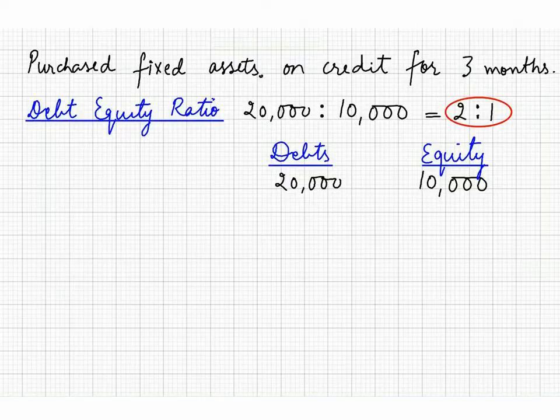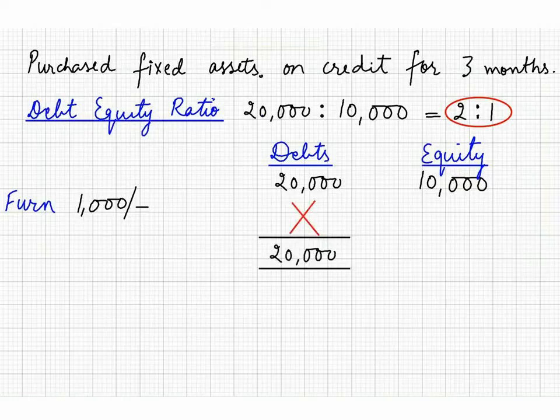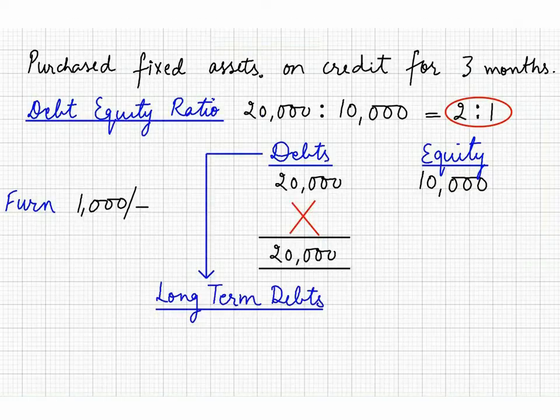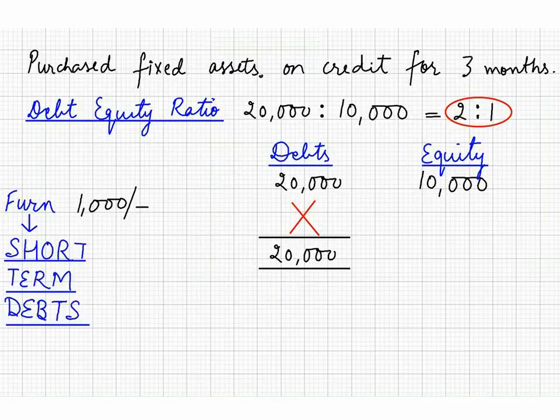Now the transaction is purchased fixed assets on credit of 3 months. Suppose this firm purchased furniture of rupees 1,000 for 3 months. So what will happen if the firm purchases furniture? It won't affect the debts. Debts means long-term debts. The firm has purchased furniture, but it has created short-term debts because this firm has to pay this money within 3 months.